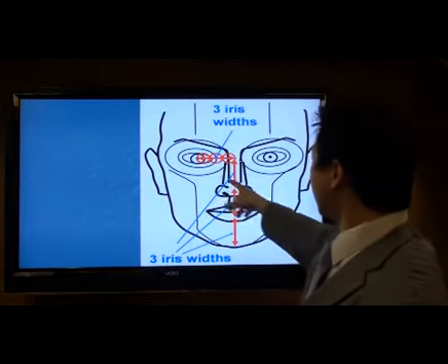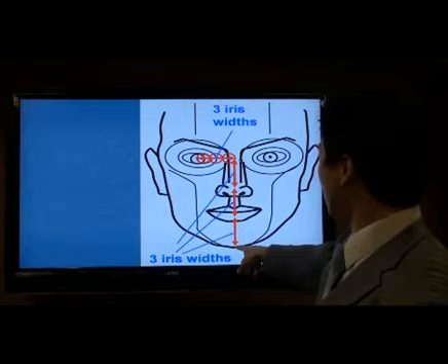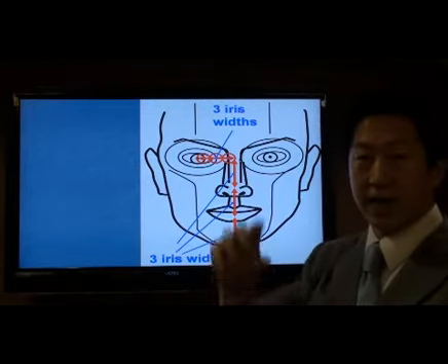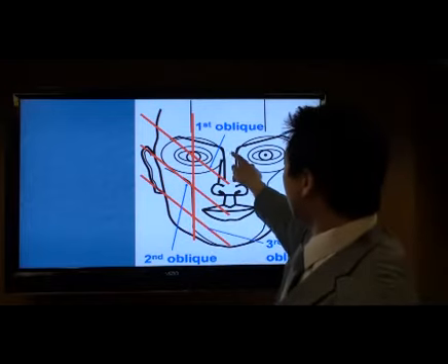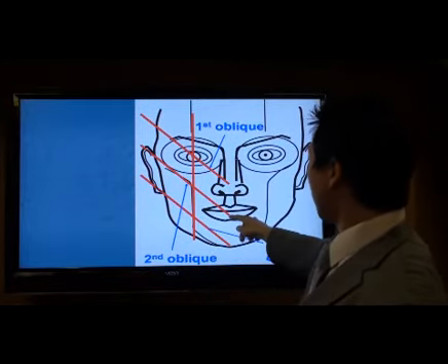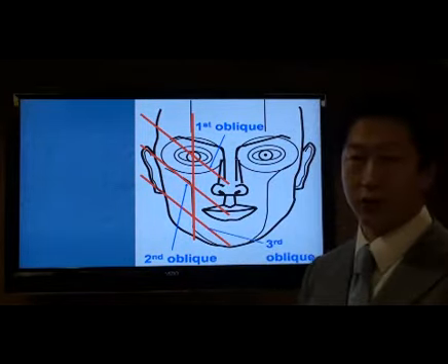Now, the eyes, nasal tip, lower lip, and lower part of the chin are the center areas. And each one of those areas should be separated by 3 iris widths. The distance from here to here, from here to here, from there to there, and from there to there should all be 3 iris widths.